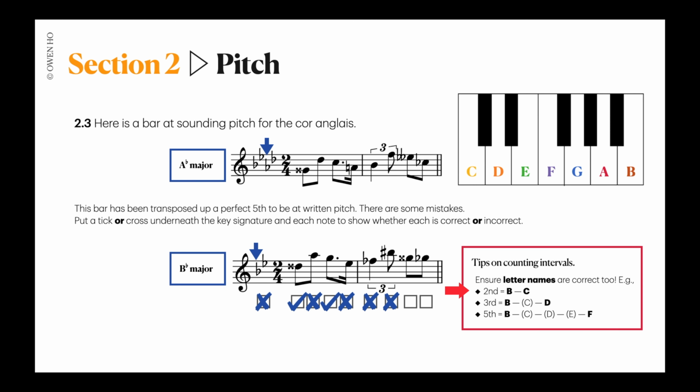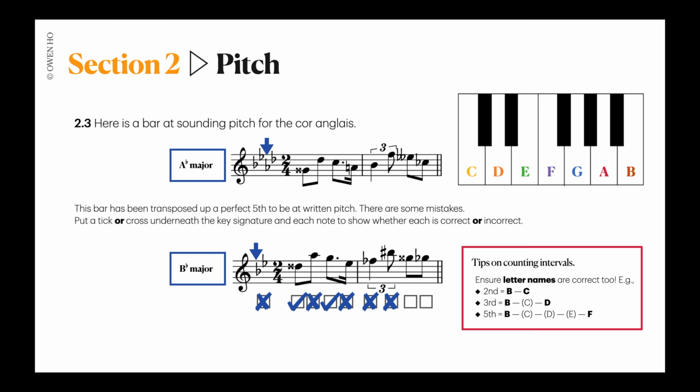So in this case, for example, if we start on a B, then the second will be a C. Meanwhile, if it concerns a third, then the letter names must always have 3 steps. So in this case, let's say you are starting with a B, that means going from B, C to D. That's the third step, or the third letter name. Lastly, if you're dealing with a fifth, then we always have to have 5 letter names. So in this case, B, C, D, E to F.